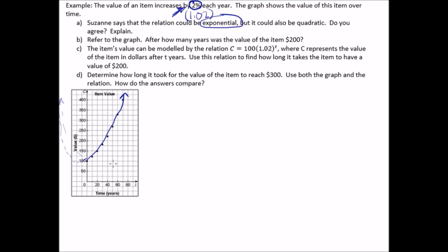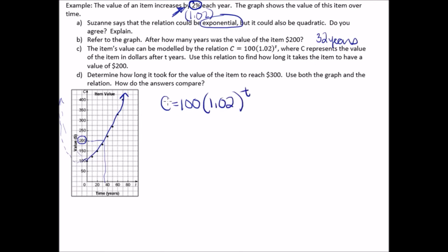Okay? And now, taking a look at this graph, after how many years was the value 200? So locate 200 on the value, go over until we hit the graph, and then down. So I would say about 32 years maybe? 32 years. And that's just interpolation. We've done that since grade 9. Okay, the item's value can be modeled by this relation. And as soon as we see this relation, back to question 1, this is definitely exponential.